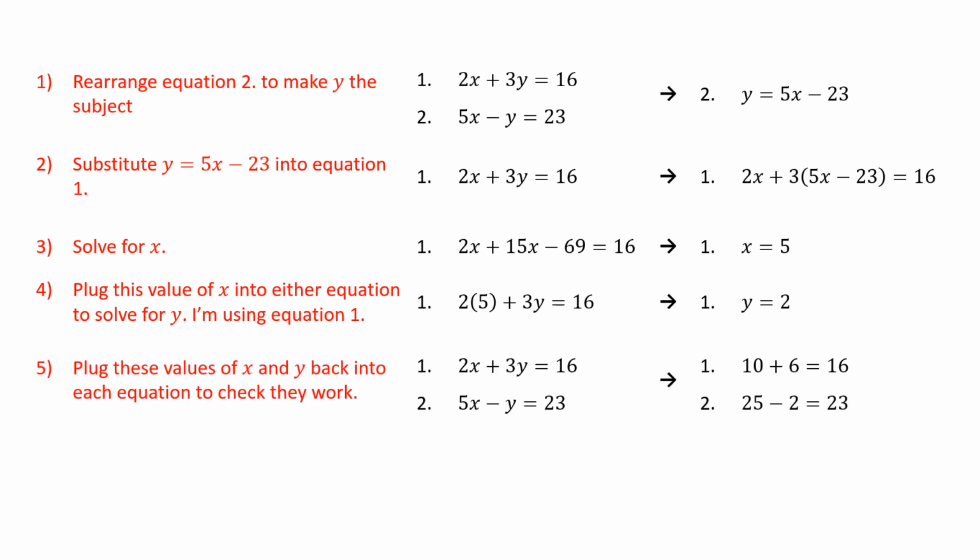And now I just need to do my sanity check. So we have 2x plus 3y equals 16. So this is 2 times 5 plus 3 times 2, which is 10 plus 6, and that does indeed equal 16. And we have 5x minus y equals 23. Well, 5 times x is 5 times 5 minus 2. So this is 25 minus 2, which is indeed 23. So we can see this checks out.